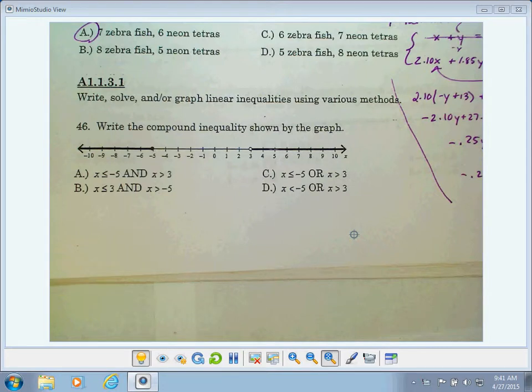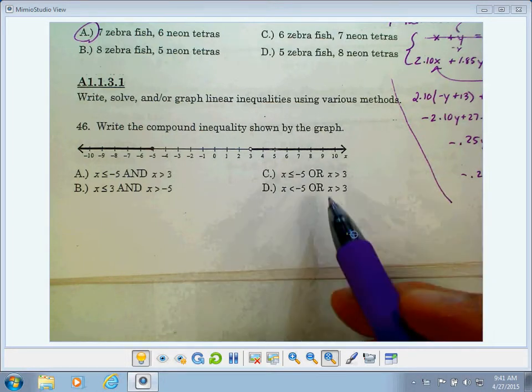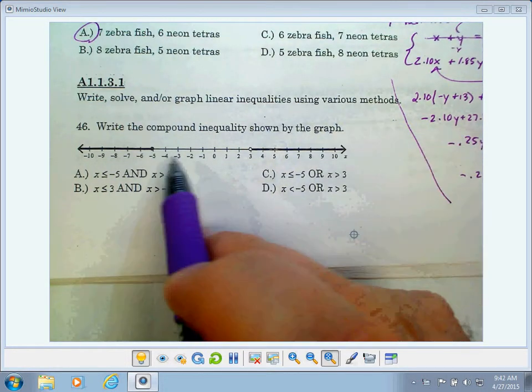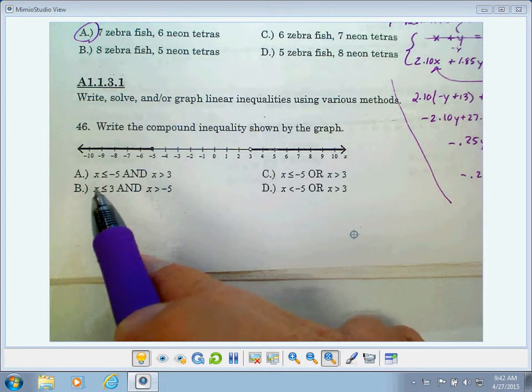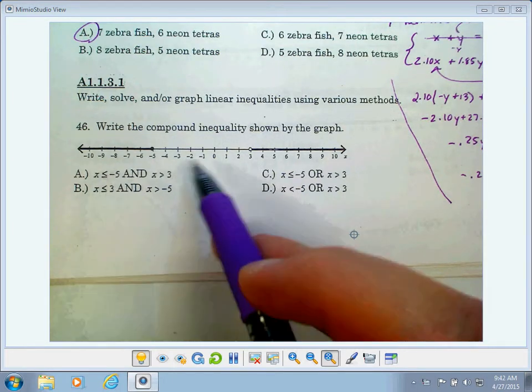This one's going to deal all with inequalities of all sorts. So this one says to write the compound inequality shown by the graph. Hopefully you guys remember that when we did this, inequalities that have an or in them are almost always in opposite directions like this.